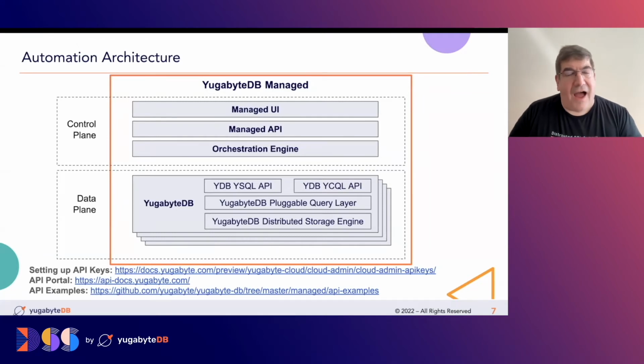There's also an API that you can interact with, and it also contains an orchestration engine that allows it to go deploy and configure YugabyteDB clusters. The data plane is what defines those clusters, and that can consist of one or more YugabyteDB nodes, each with a pluggable query layer, a storage engine, the YugabyteDB processes. And for the query layer, we have a YugabyteDB YSQL API, as well as a YCQL API.